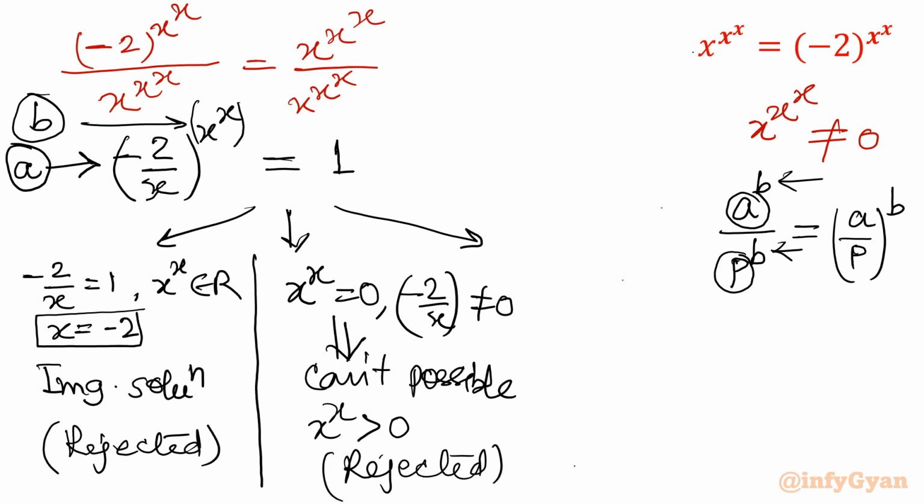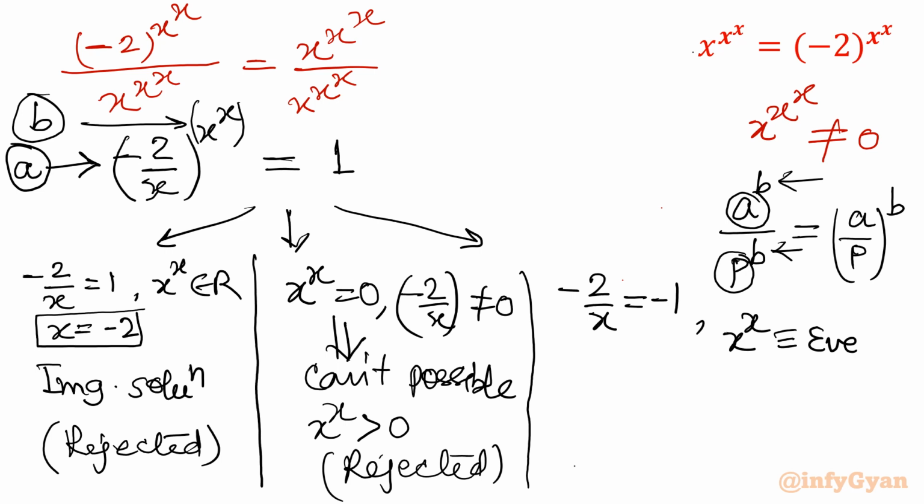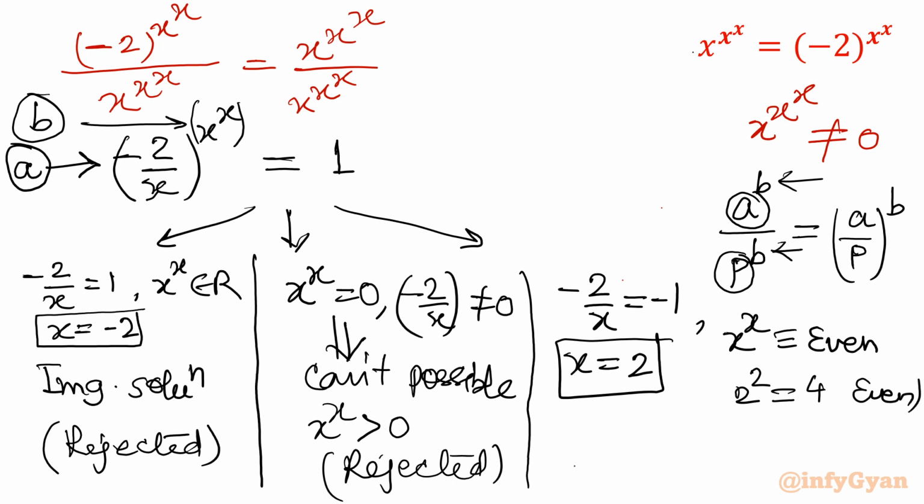So the only last case pending is that the base is -1. So -2 over x equal to -1, and at the same time, x power x should be even. Okay, let us check. If -2 by x equal to -1, then x is equal to 2. And see, 2 raised to the power 2 is 4, which is even. x equal to 2 is the only real solution for the given exponential equation.